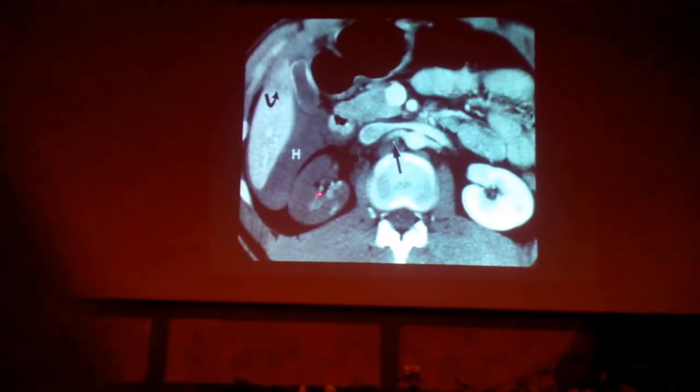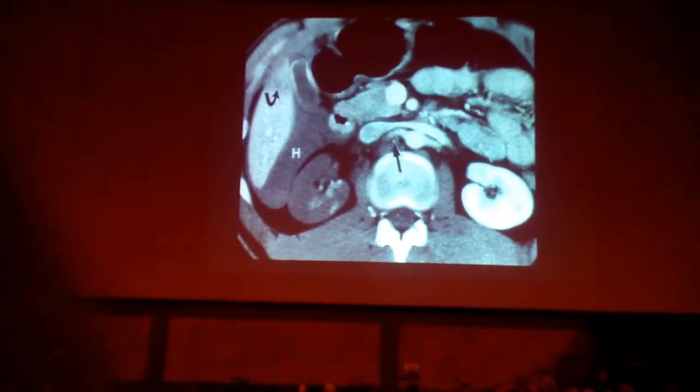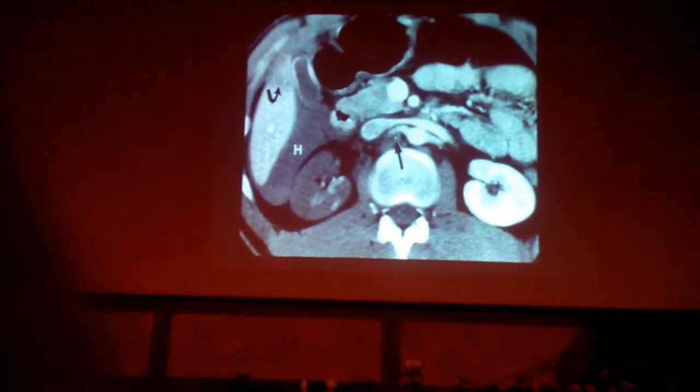Some little bit of enhancement is there. That is because of periureteral vascularity. Sometimes they enter the kidney, or sometimes capsular arteries can enhance. A lot of hemoperitoneum is there.